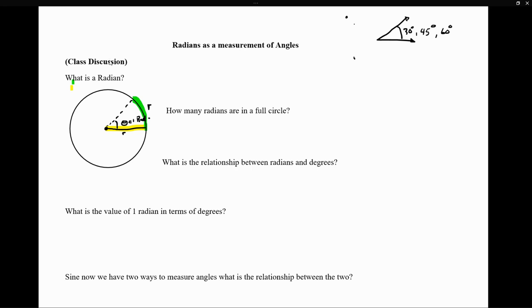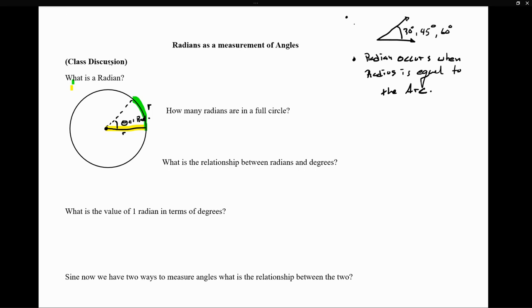So the very basic definition is that a radian occurs when the radius is equal to the arc. And when I say radius and arc are equal, I mean by length. So if I were to measure the length of the radius and the length of this arc, they should be the same length. So whenever the radius is equivalent to the arc, the angle that is being created by it is what we call 1 radian.